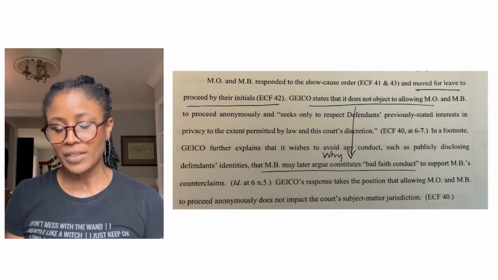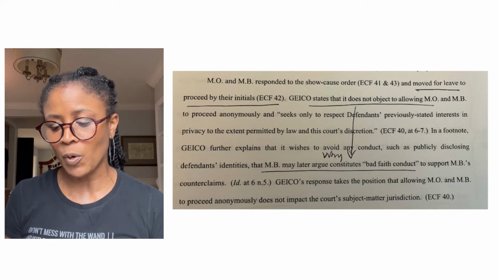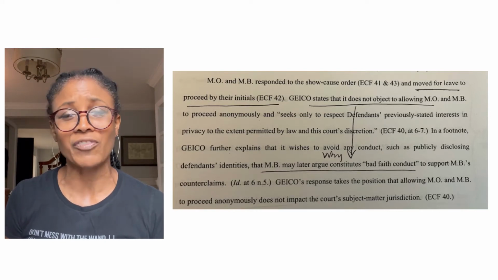Why? In a footnote, Geico further explains that it wishes to avoid any conduct such as publicly disclosing defendants' identities because it is concerned that MB may later argue that this constituted bad faith on their part. And they don't want that used against them, right? They are trying to get out of this $5.2 million settlement, not have it be reaffirmed by another court. Geico takes the position that, hey, allowing MO and MB to proceed anonymously does not impact the court's subject matter jurisdiction. So the court says, hey, okay, all right, we get it.